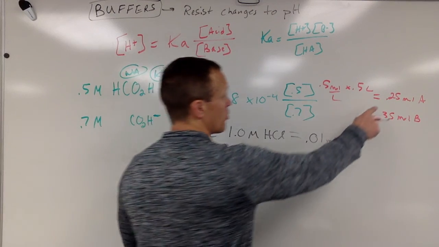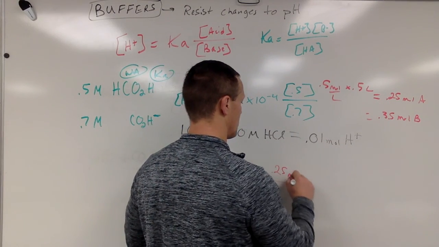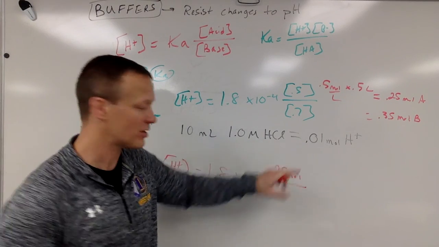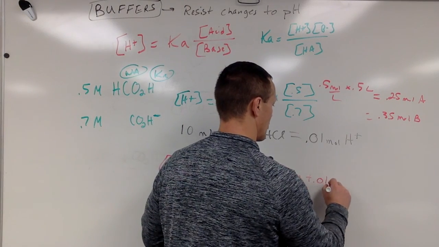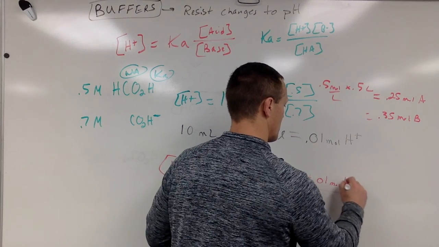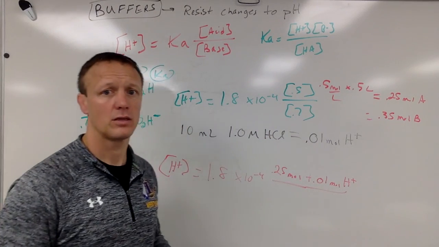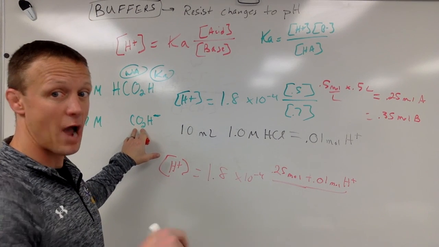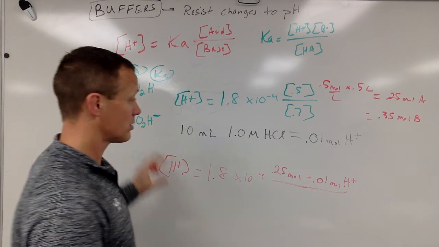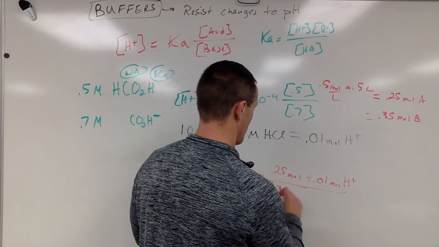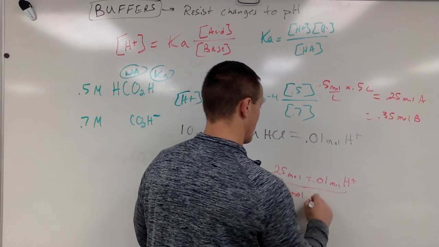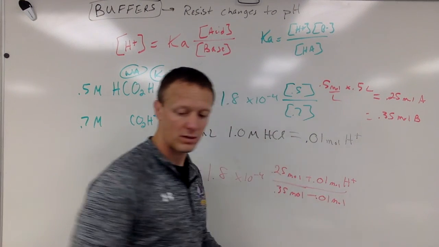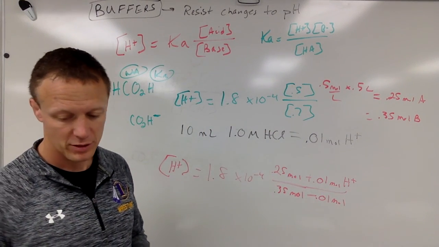Well, we initially had 0.25 moles of acid. We just added in 0.01 moles of H+. So I'm just going to add that. The base is going to react like we said with it, so the base is going to go down by 0.01 moles. So we had 0.35 moles of the base originally minus 0.01 moles. It's going to decrease by that much.